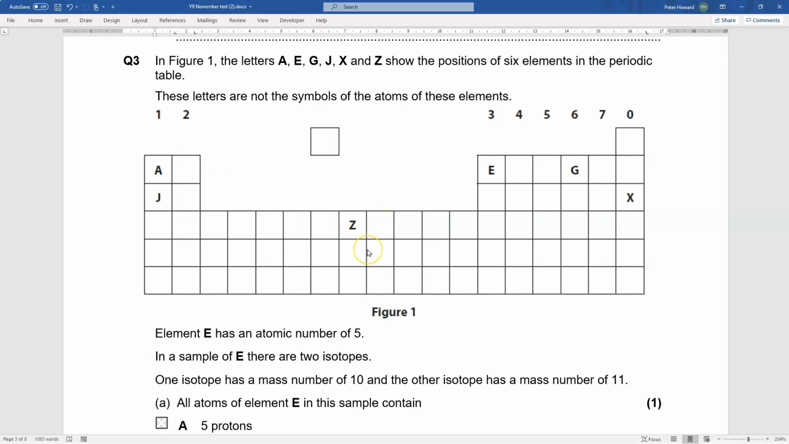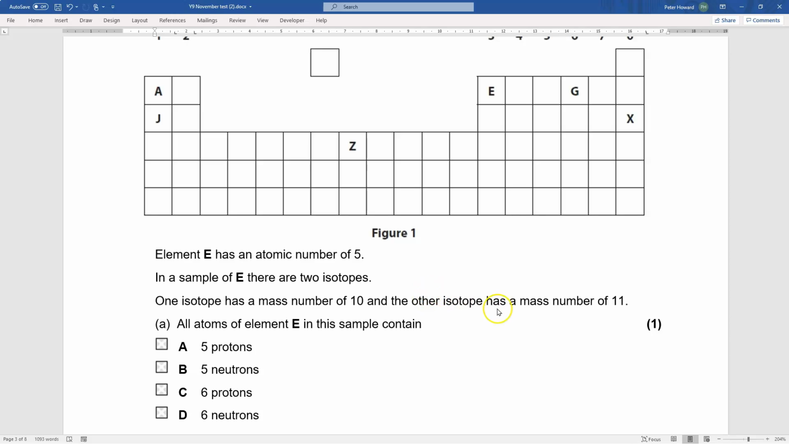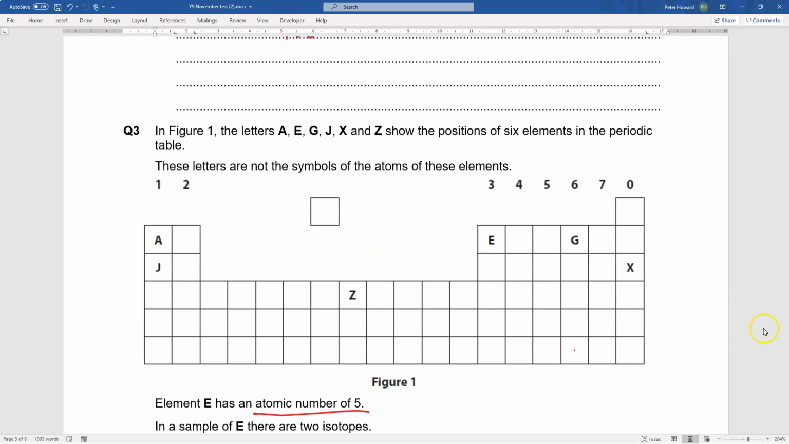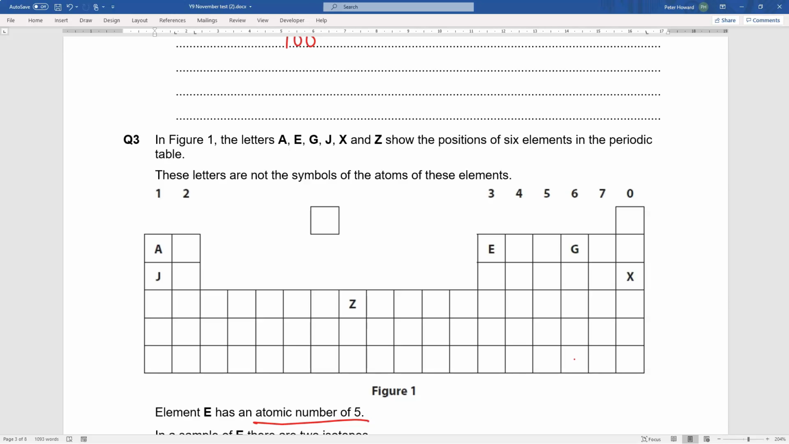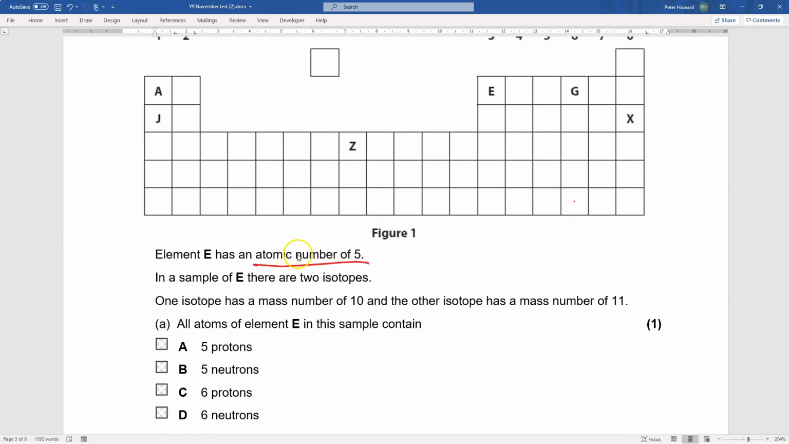It says, in sample B, there are 2 isotopes. One has a mass of 10, one has a mass of 11. What's going to be the key thing which they all share? It told us the atomic number is 5. Again, if you looked at the periodic table, right at the very start, you would see that the atomic number has the word proton attached to it, like proton number. So these are the key numbers for it.